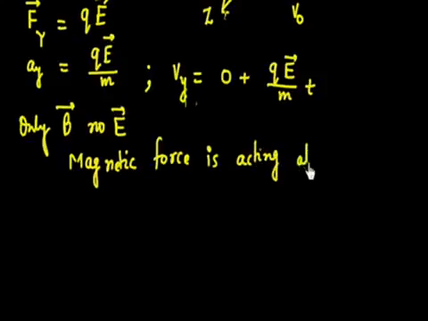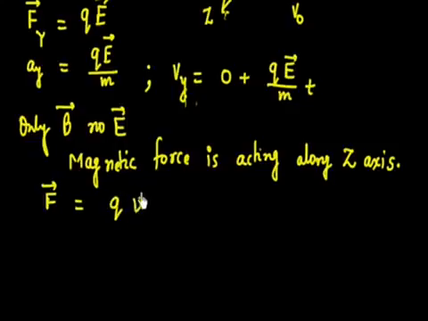The force is acting along the z direction, along the positive z axis. Are you getting it? What is the magnitude? Simple. That is F = Q V cross B, and initially this will be V naught. Now I am only interested in the magnitude part, so I can write the force magnitude.